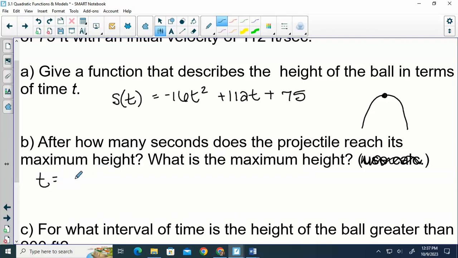So the x in this case is replaced with a t, but same thing. Opposite of b over 2a. So it'd be negative 112 over 2 times negative 16. So 112 over 32. We get 3.5 seconds.